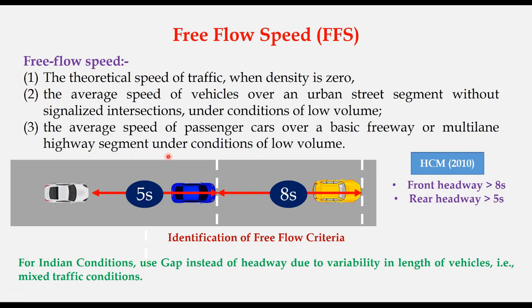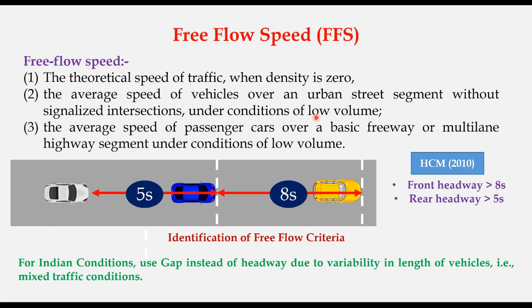Another type of speed is free flow speed. The free flow speed theoretically is the speed when there is no other vehicle, a single vehicle moving on the road. And I explained this free flow speed when I was discussing the level of service concept of two-lane and multi-lane highways. The theoretical speed of traffic when density is 0, and the average speed of the vehicles over an urban street segment without signalized intersections under conditions of low volume.